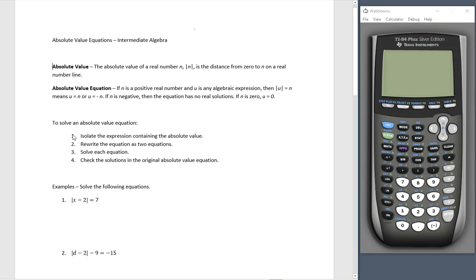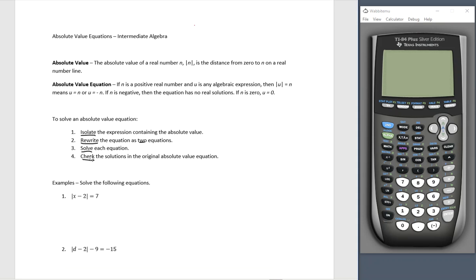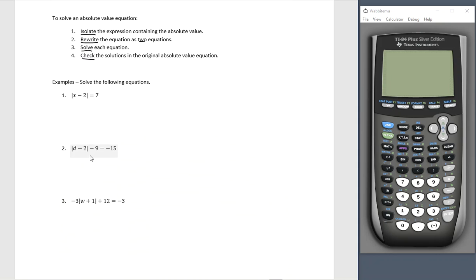To solve an absolute value equation, first we isolate the absolute value part. Then we look at whether the number on the right hand side is positive, negative, or 0, and rewrite as two equations if we can. Then we solve, and you should always check. That's one of the best things about math, you can check your answer and see if it works. So let's solve the following equations. That's the whole lecture. The rest of this is all examples.